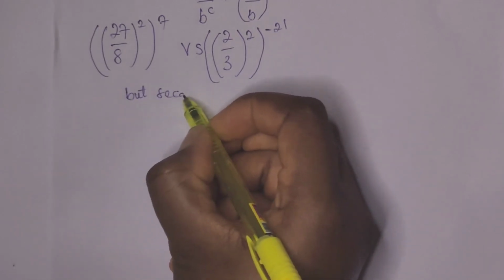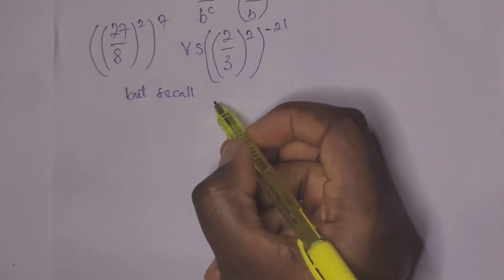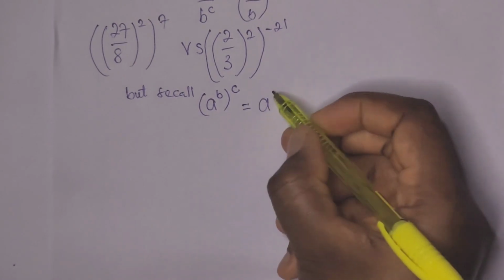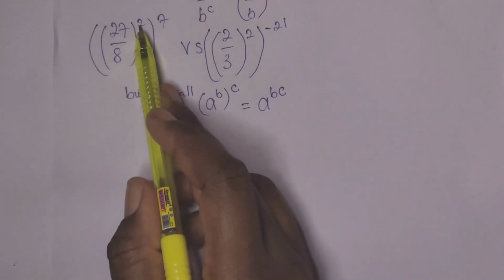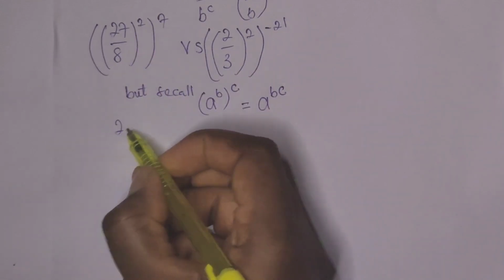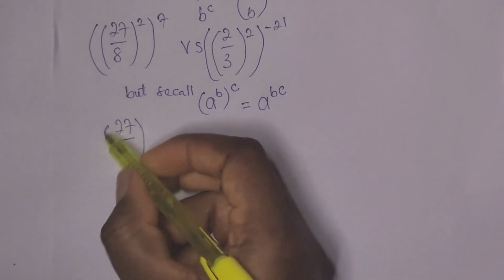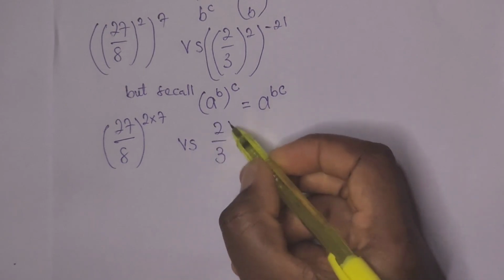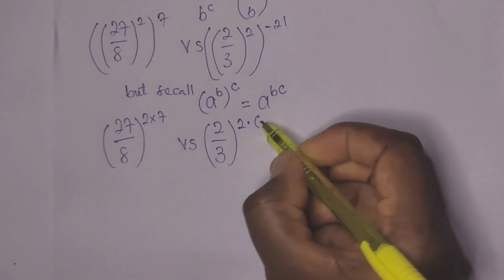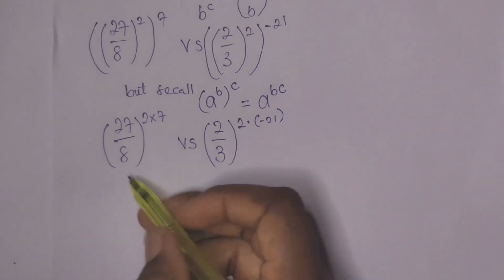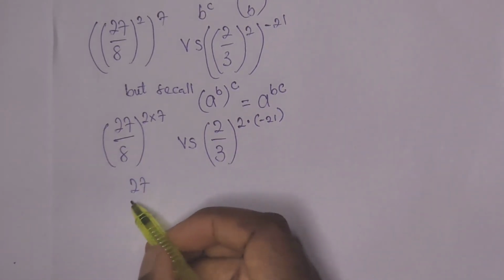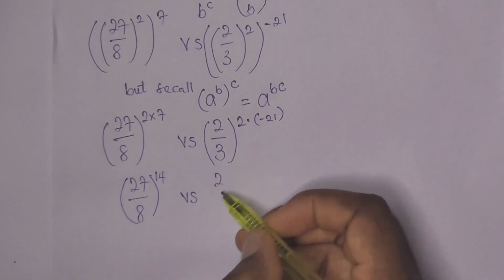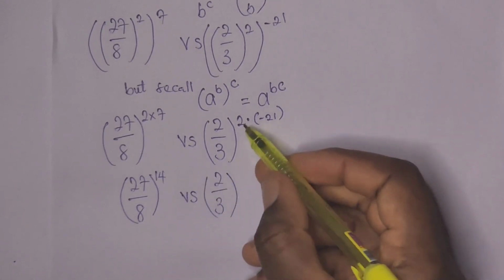But also remember, when we have a^b further raised to the power of c, this is the same as a^(b times c). So we'll be multiplying this. We'll have (27/8)^(2 times 7) and we have (2/3)^(2 times minus 21). So this will give us (27/8)^14, and this will be (2/3)^(-42).